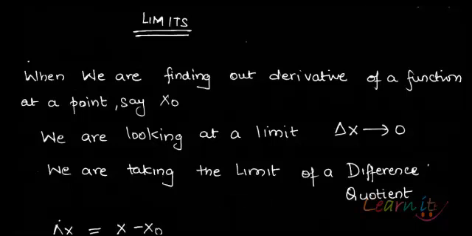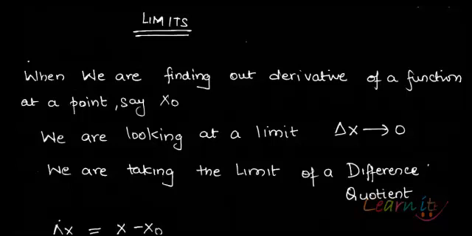Having spoken about the difference quotient and then finding the first principle derivative, now let me introduce you to the concept of limits. What we have been actually doing is finding the difference quotient and then trying to look at what happens as the change in x tends towards 0, or the change in x is almost negligible. What are we actually doing? We are taking a limit, delta x tends to 0.